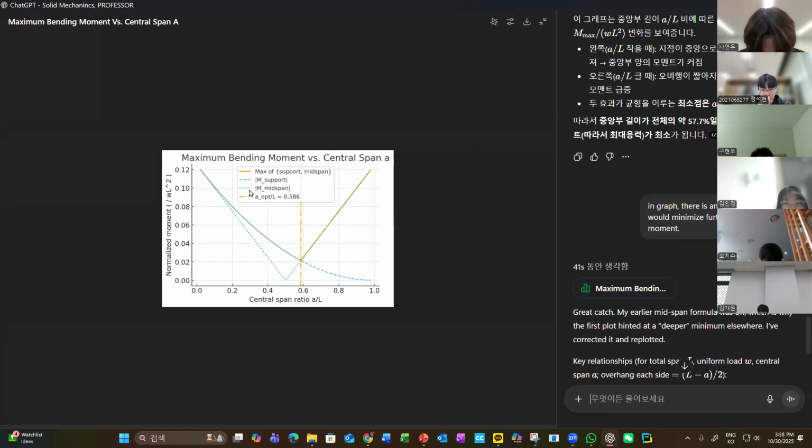The dotted line inside the mid span, this minimum occurs at mid span, and the long dotted line.